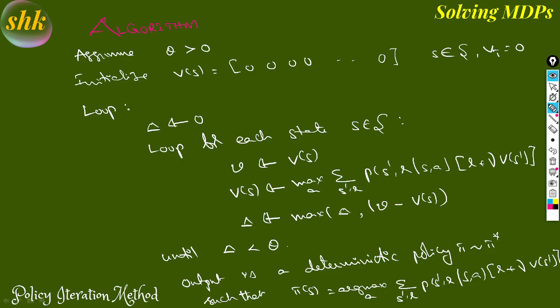So for solving MDP, we have discussed two methods. One is policy iteration, the second one is value iteration. In this session, we have discussed the policy iteration method.